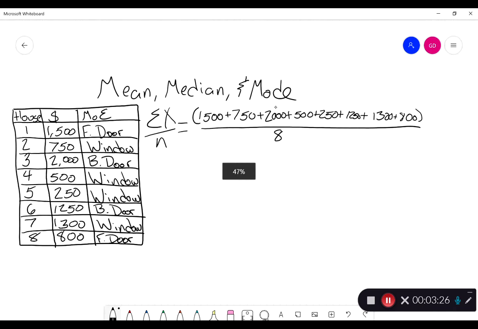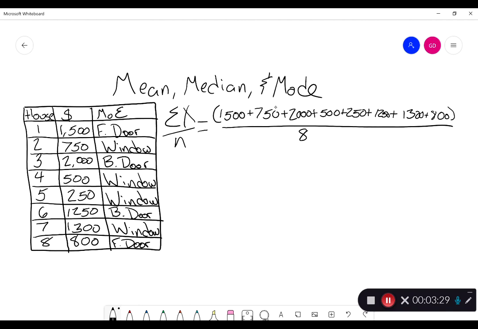Remember, if you look at it now, we have 8 houses, so that's our denominator. Then we have the values taken from each residential burglary at the top. So go ahead, take some time, add these together. I am going to do it on a calculator not on this screen. So I got 8,350. So that is the numerator, and we're going to divide that by 8.